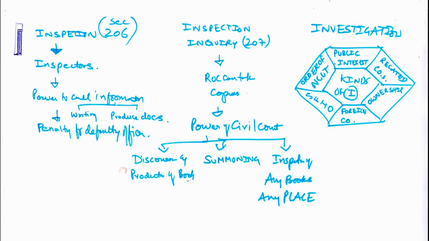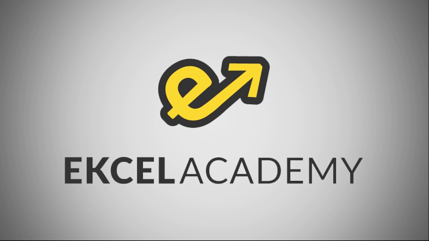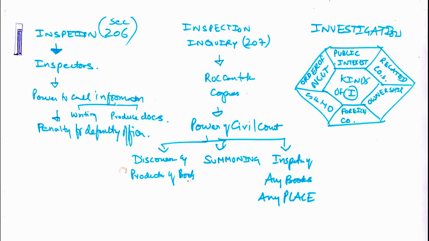Here we have a very small chart relating to sections 206 and 207. So we have inspection, inquiry and investigation. The differences are very difficult for some students. So what you should do is, this chart you can write in the exam. When you write this in the exam, it depicts what the concept is very clearly.